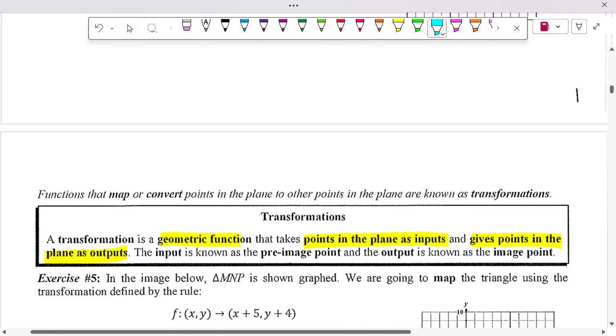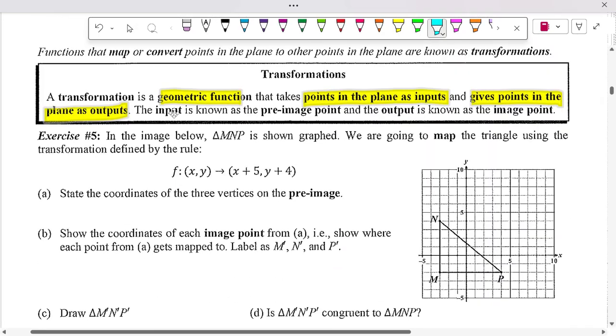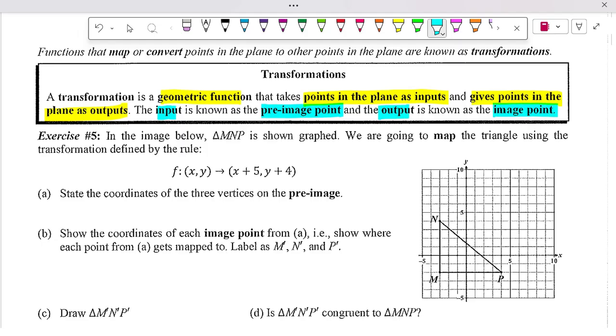So the input is known as your pre-image point, and your output is known as your image point. So in other words, the point that you're plugging into the function, that's your pre-image. The point that you're getting out is the image. It's the same thing as your starting figure is your pre-image, your new figure is your image.